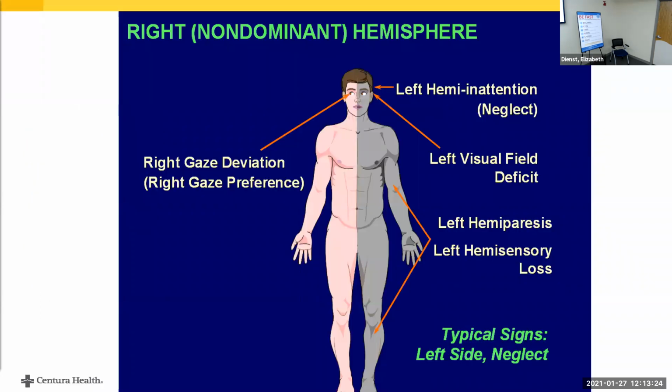This was a right non-dominant hemisphere stroke. So right gaze deviation, remember they would be pointing to where the problem is. The left neglect, the left visual problems, the left hemiparesis, hemisensory problems. Left-sided are usually going to show this way.